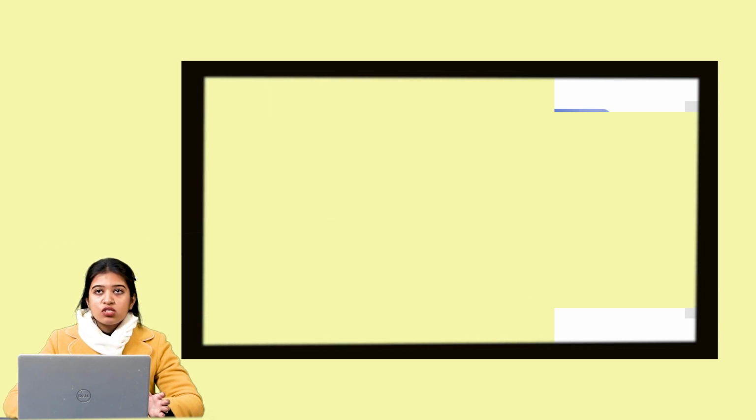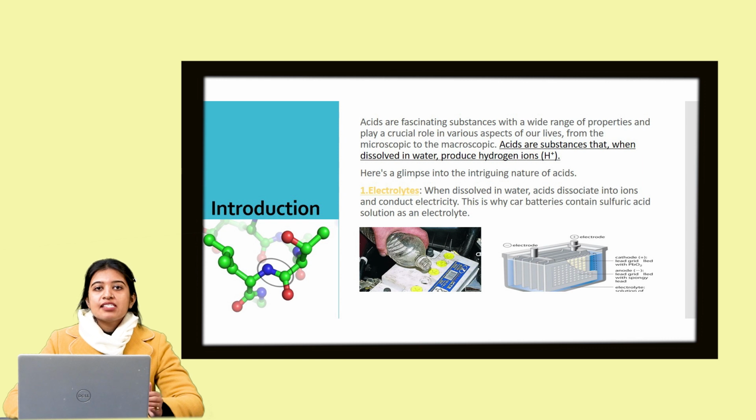So next, let's talk about the basic definition of acid. Acids are those substances which release H+ ions when they are dissolved in an aqueous solution. They produce H+ ions in the aqueous solution. So this is the basic definition of acid.